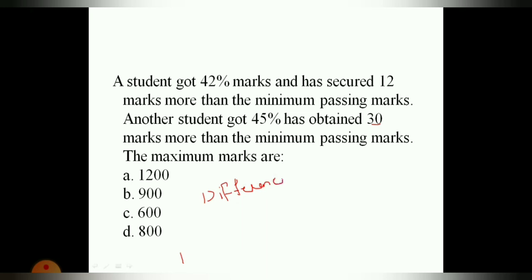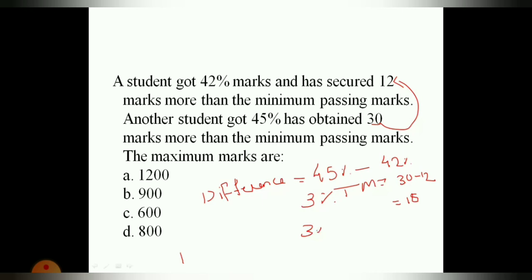So we can calculate the difference in their percentages. The difference in the percentage is 45 minus 42, which is 3%. The percentage of the marks differs by 3% between the two students, and the difference in marks is 30 minus 12, which is 18. So 3% of the total marks is equal to 18 marks.